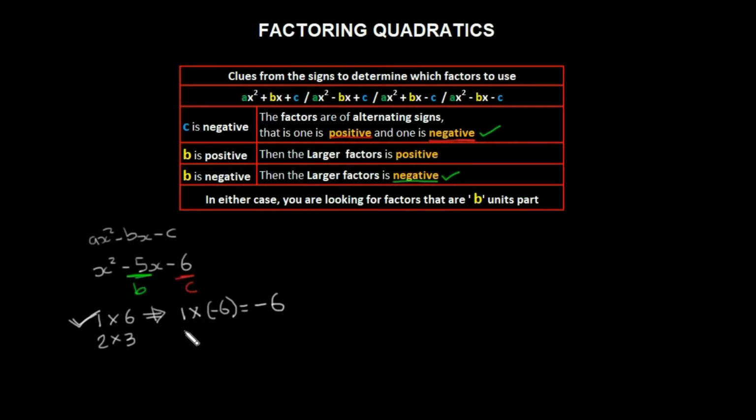1 times negative 6 equals negative 6, and 1 plus negative 6 equals negative 5. So, x squared minus 5x minus 6 is equal to (x plus n)(x plus m).